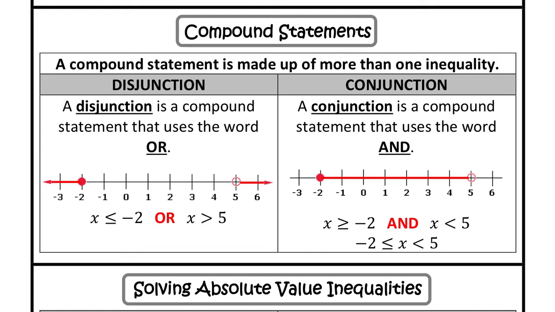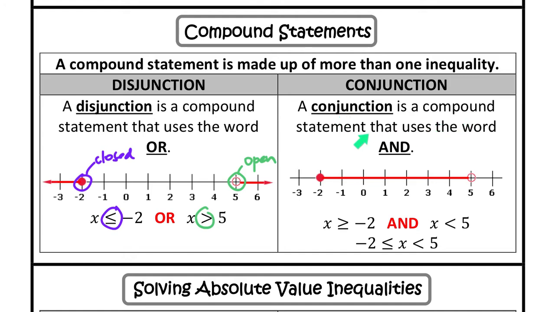But notice that we have closed and open. On the -2 it's closed because of the less than or equal to. Because of the equal to, it's closed. And then where the 5 is, we have an open circle because it doesn't have equal to, right? So again, this is a disjunction. This happens when there's a gap, there's not a union there.